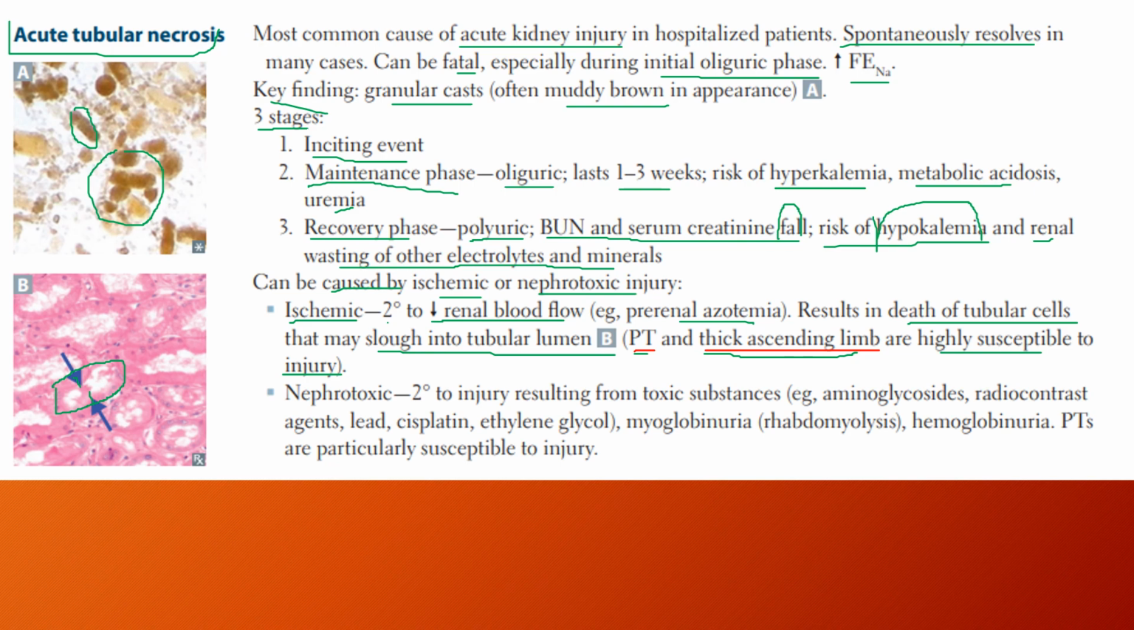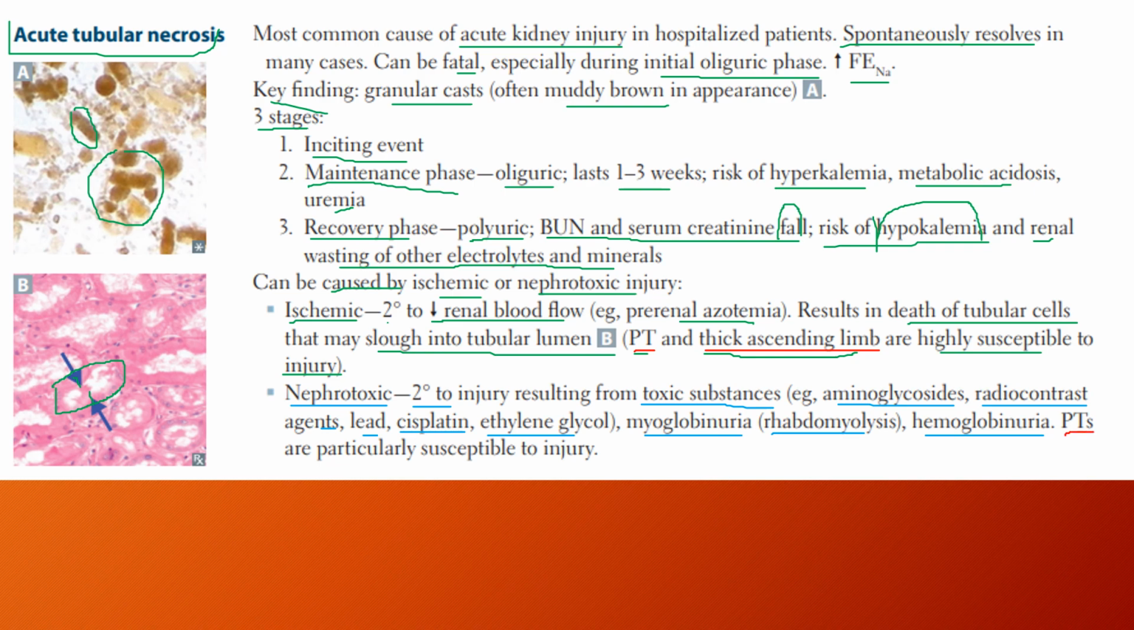Now we'll talk about the nephrotoxic. It is secondary to the injury resulting from toxic substances such as aminoglycosides, radiocontrast agent, lead, cisplatin, ethylene glycol, myoglobinuria, rhabdomyolysis, hemoglobinuria.